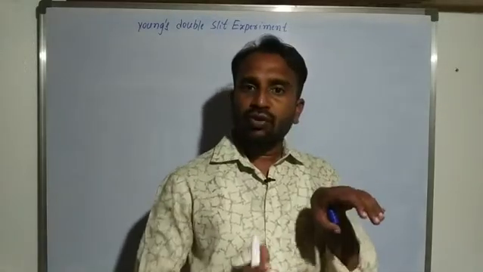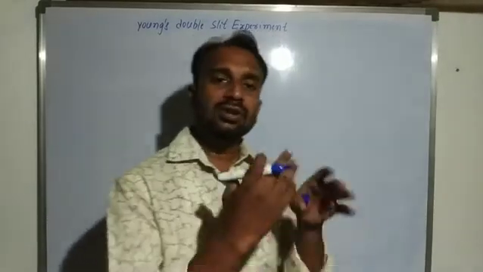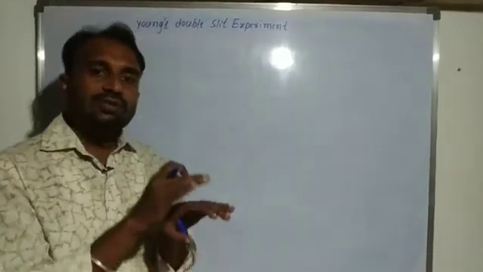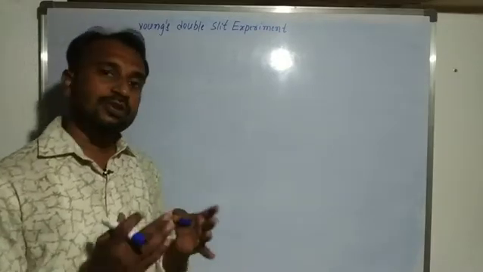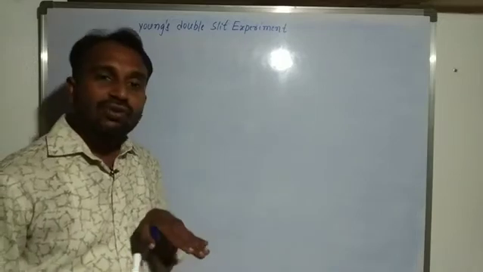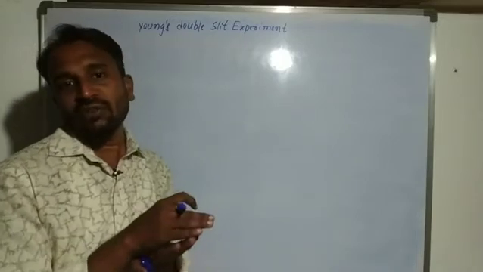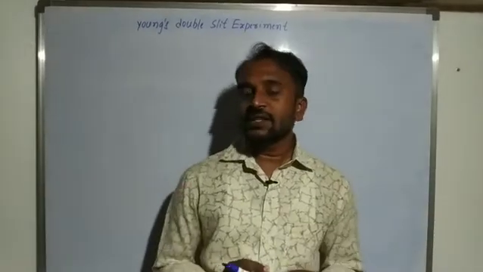Suppose one wave falls on another wave, it means a crest falls on a crest or a crest falls on a trough. If a crest of one wave falls on the crest of another wave, here the intensity increases because the resultant magnitude increases. And if the trough of one wave falls on the crest of another wave, here the amplitude decreases, which means the intensity decreases.